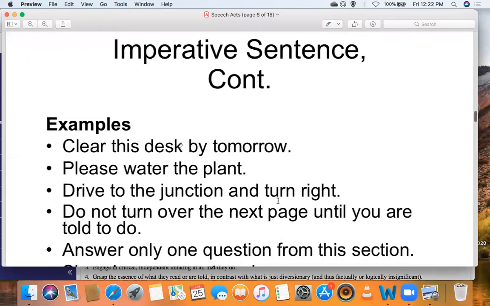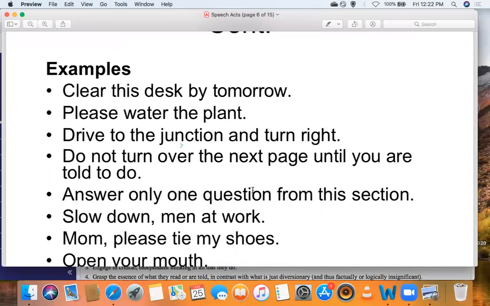Examples of imperatives: Clear this desk by tomorrow morning. Please water the plant. Drive to the junction and turn right. The first one sounds like a command. The second one sounds like a plea. The third one sounds like an instruction. And the fourth one is also an instruction. So you have commands, instructions, pleas, requests, and so on.